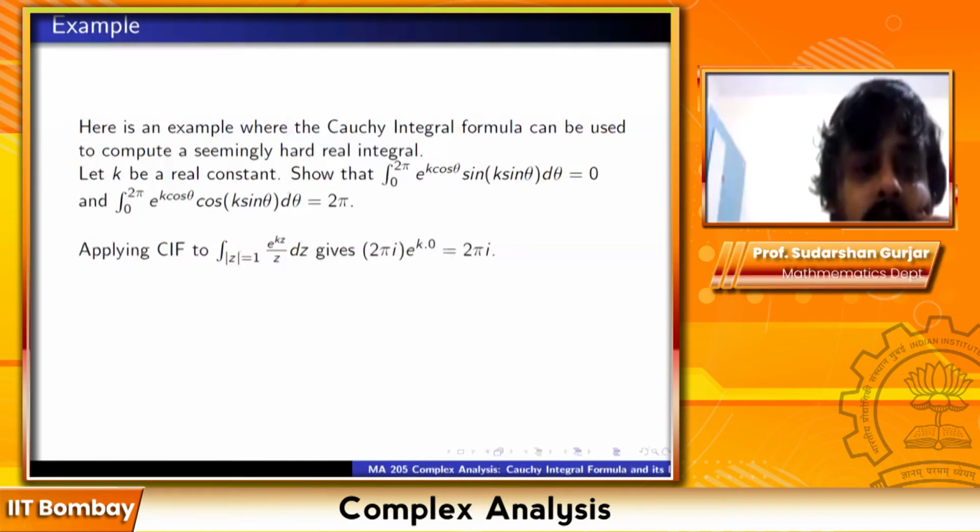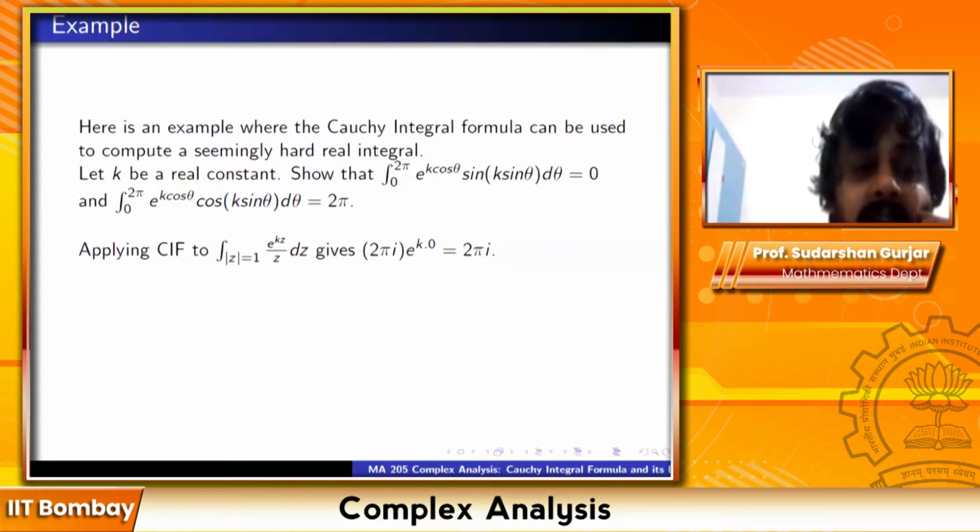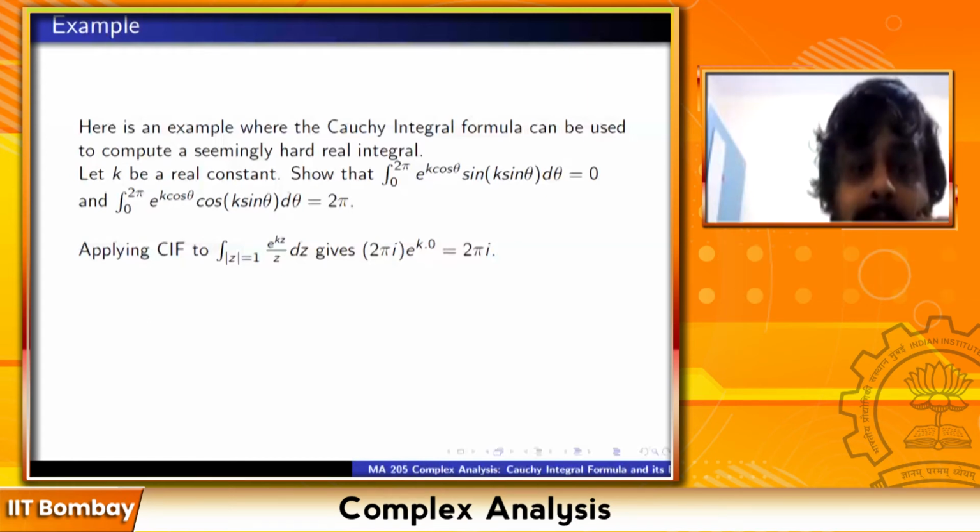So let's apply Cauchy integral formula to this function e raised to kz by z dz. Let's do the integration of e raised to kz by z over mod z equal to 1. By applying Cauchy integral formula, this gives 2 pi i times the value of the function at 0, because in this case z naught is 0. So 2 pi i times e raised to k times 0. So this is 2 pi i. So hence 2 pi i is equal to this integration of e raised to kz by z. Make a change of variables: replace z by e raised to i theta since we are integrating along the circle.